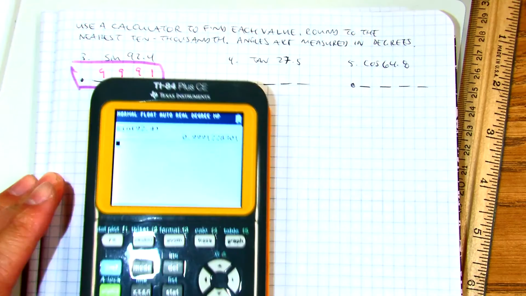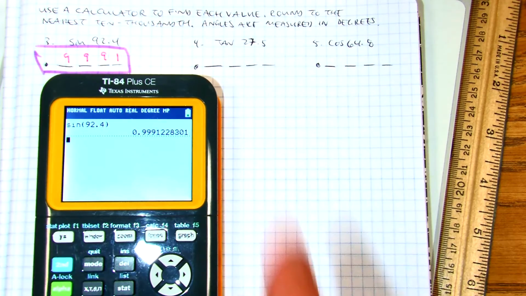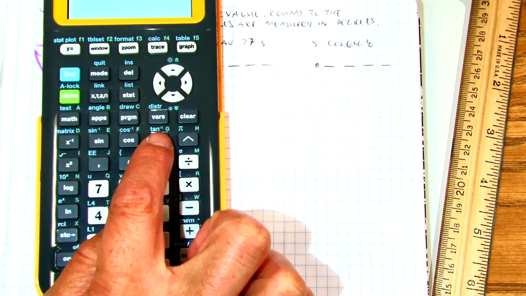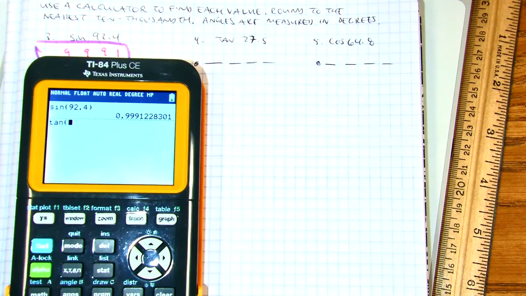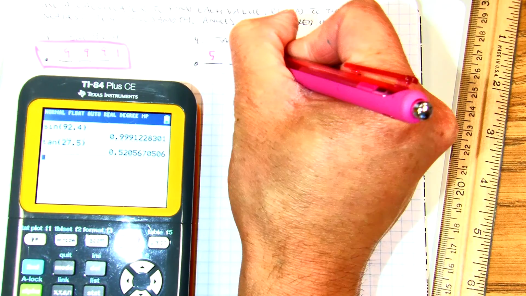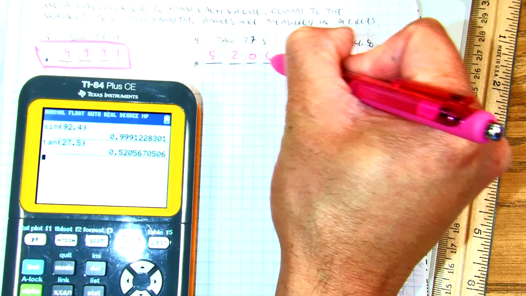Let's try a couple more. Now I'm going to type in tangent. Tangent is right here. So press tangent, 27.5. Close your parentheses. And I get 0.5206. Go around.